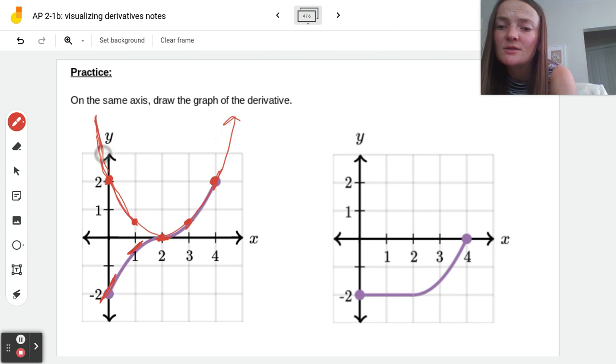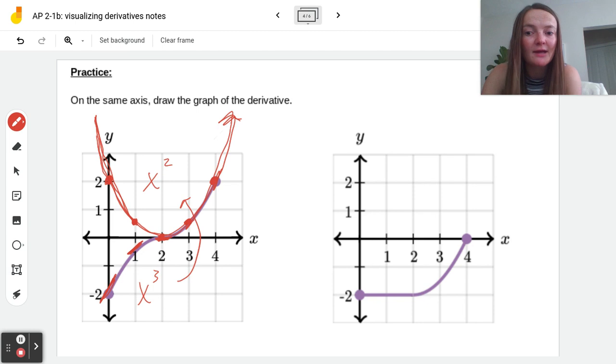Interesting. So I get a quadratic here. Notice how the original purple function was a cubic. And when I took the derivative, I got a quadratic. So remember that. When you start off with one power and you take the derivative, you should reduce the power by one exponent lower. Let's try the next one.